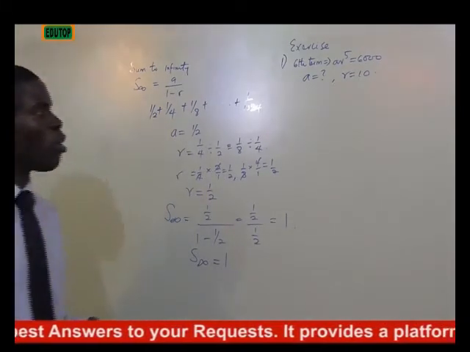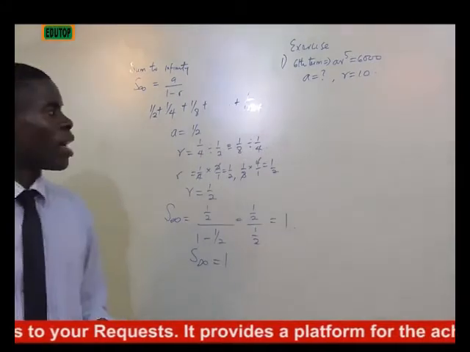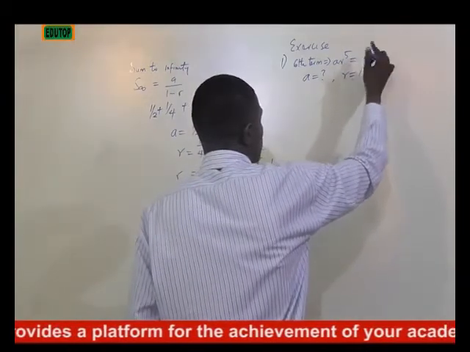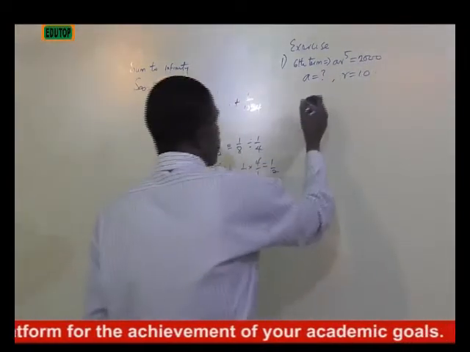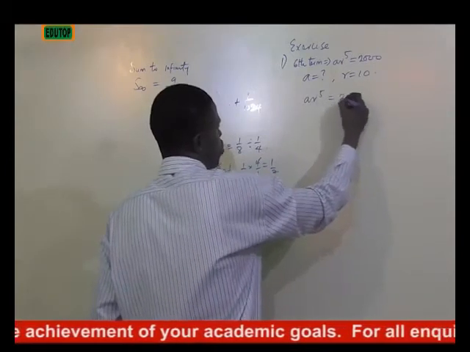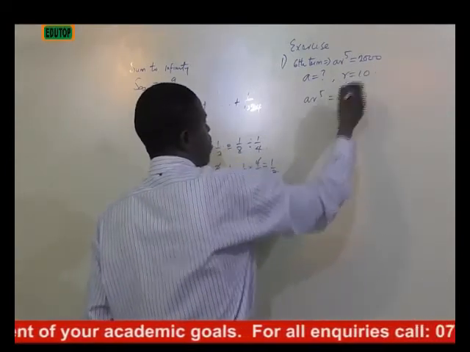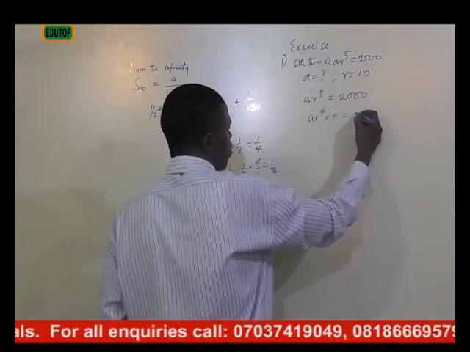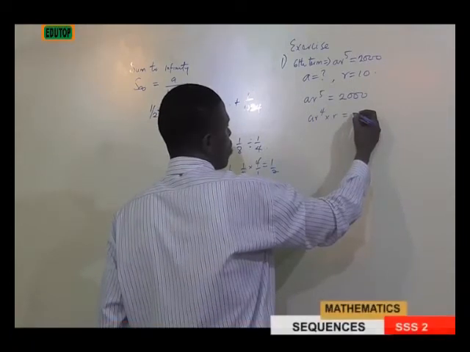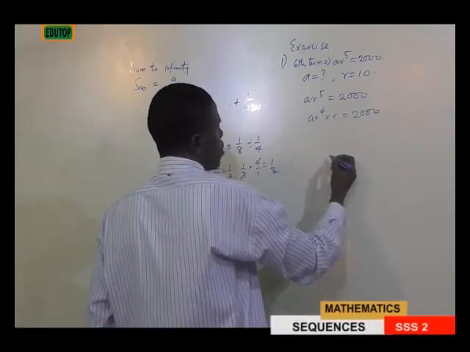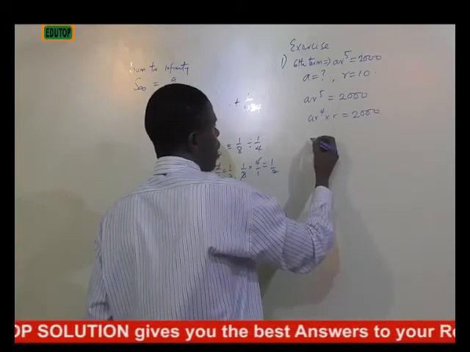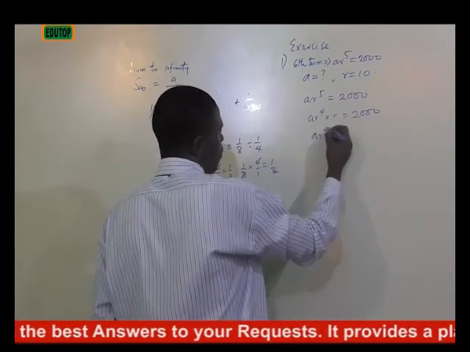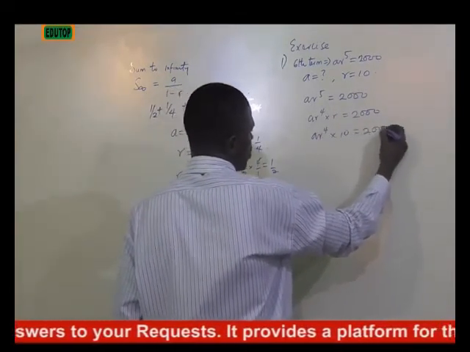Automatically, since the common ratio is 10 and the term is given as 2,000, we have AR raised to the power 5 equals 2,000. Since our R is 10, we can write this as AR raised to the power 4 times R, which is equal to 2,000. So here, our R is 10, so automatically AR raised to the power 4 times 10 is equal to 2,000.